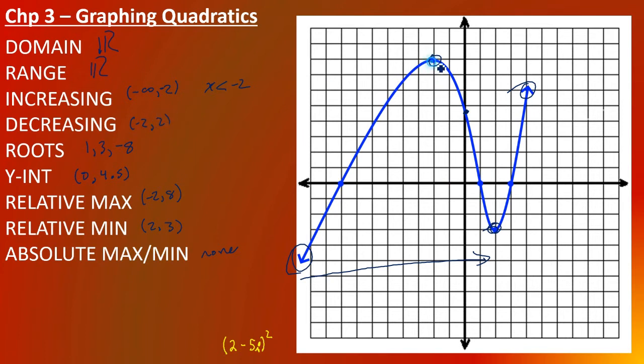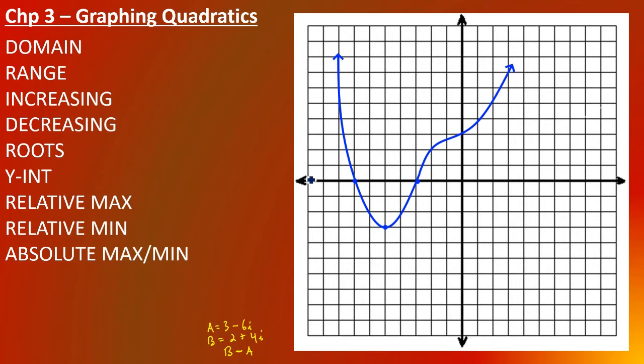I see it's going down as I scan left to right. Always scanning left to right. So since it's going down, negative 2 to 2. And then it's increasing again, starting at 2 to infinity. So it's increasing from 2 to infinity, which would be x is greater than 2. Alright, we hit all of those.